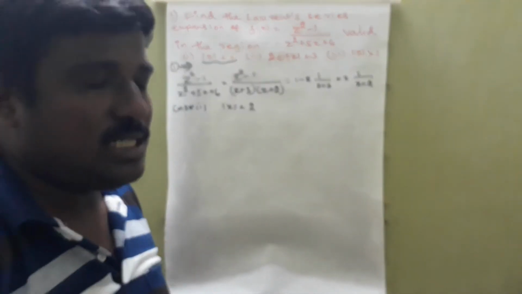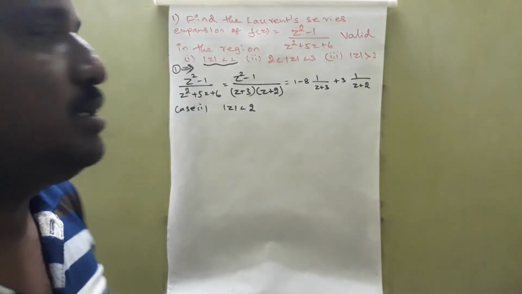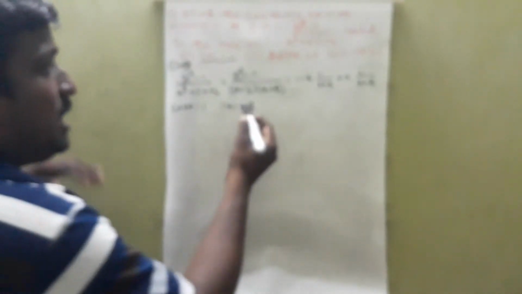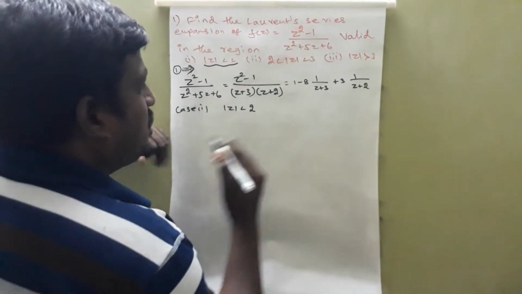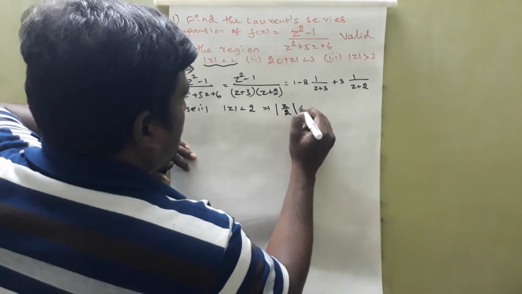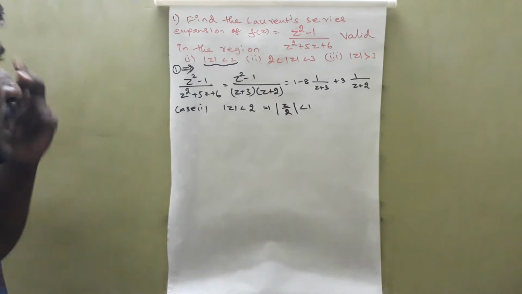So this is our condition. I need the condition that modulus of something is less than 1. How do you make it less than 1? Keep the 2 in the denominator. So finally we have modulus of z by 2 is less than 1. I have only one condition. Now directly write the function.